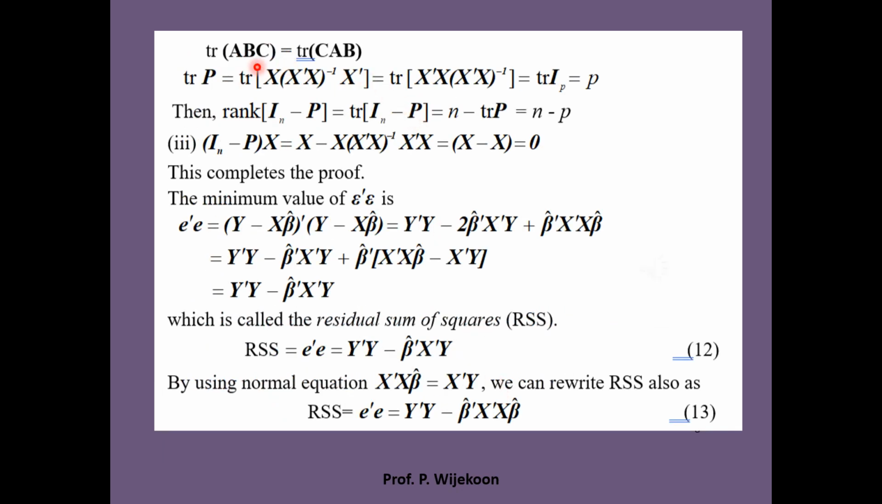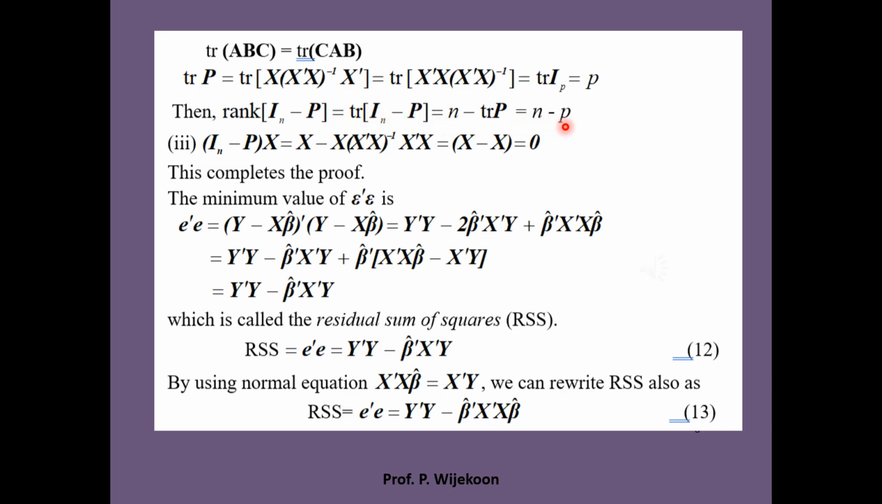For any three matrices A, B and C, the trace of ABC is equal to trace of CAB. Then we can write trace of X (X'X) inverse X' as trace of (X'X) inverse X'X. Then we have the trace of an identity matrix having dimension p. Therefore, the trace of P matrix is p. Then the rank of I minus P is n minus p.